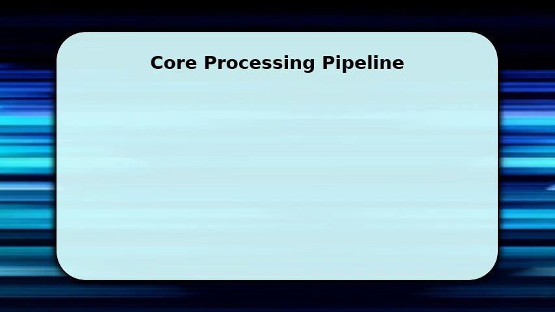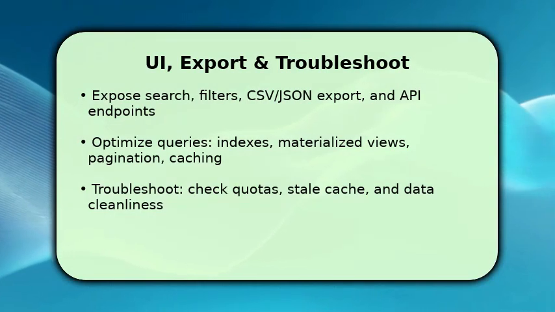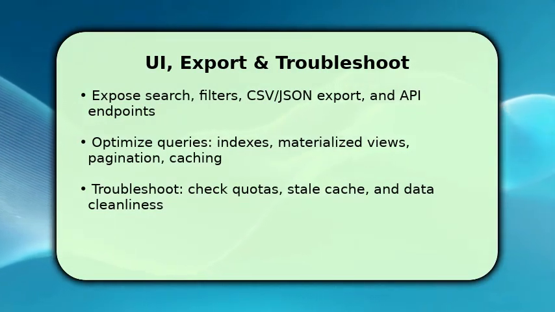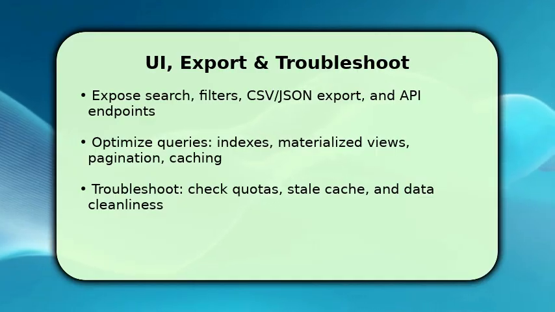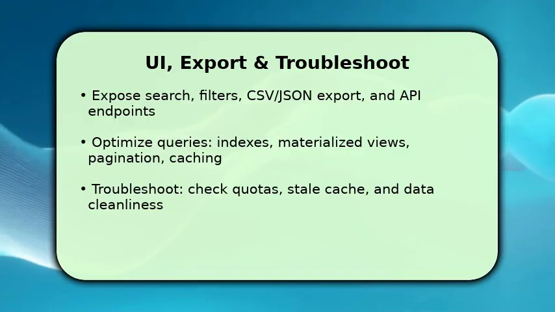Finish by exposing data via a fast API and a minimal UI so you can search, filter, and export CSV or JSON. Once deployed, optimize database reads with indexes, materialized views, and Redis caching for hot queries. Make sure pagination prevents huge responses.